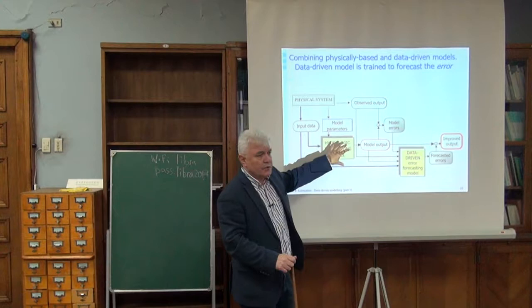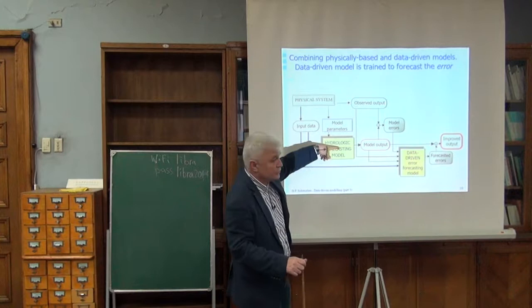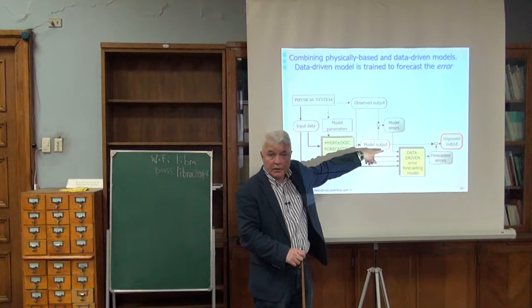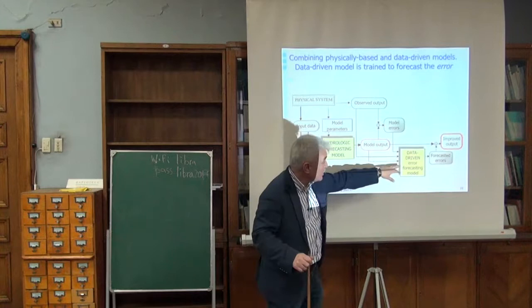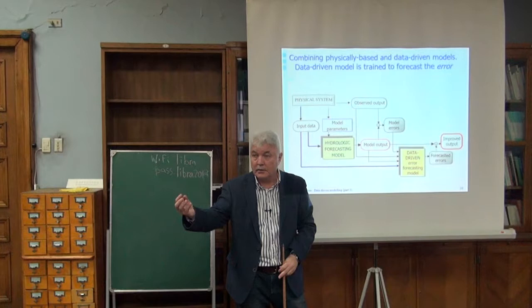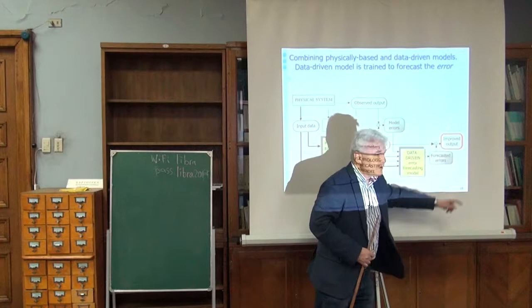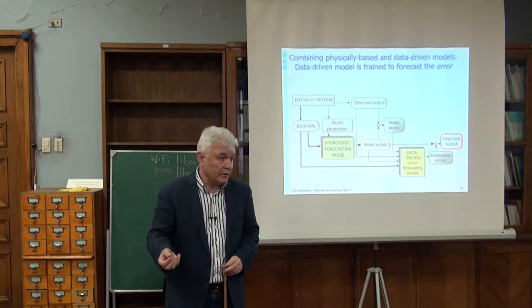Now, what happens in operation? In operation, we feed input data to the hydrological model. We generate flow, streamflow, and we can use it. But additionally, we can run the complementary model, generate the value of the error, its assessment of the error. Okay? We subtract the error from the value of the model, and we generate improved output. This is called an error corrector.